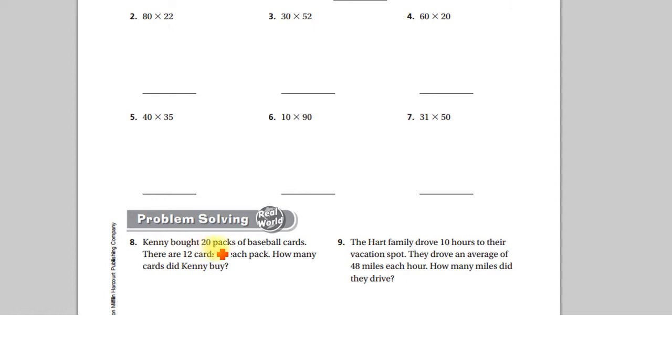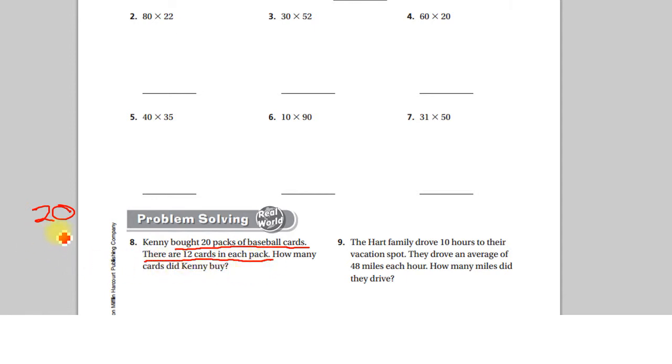Kenny bought 20 packs of baseball cards. There are 12 cards in each pack. How many cards did Kenny buy? So first we need to underline or highlight the important information. Kenny bought 20 packs of baseball cards. That's important. Now I'm even going to pull that 20 out. 20 packs.